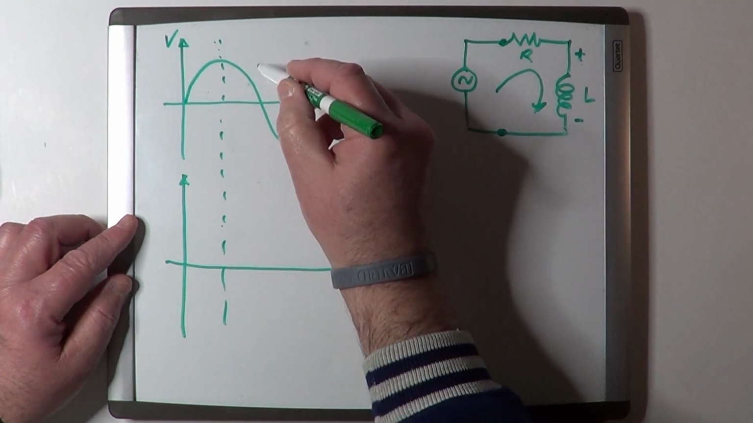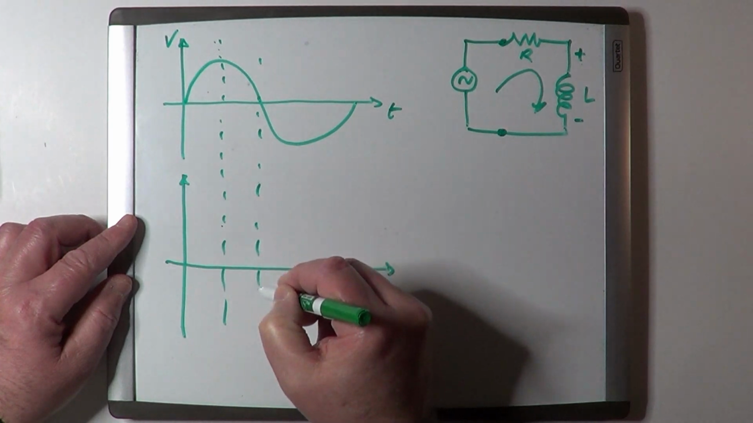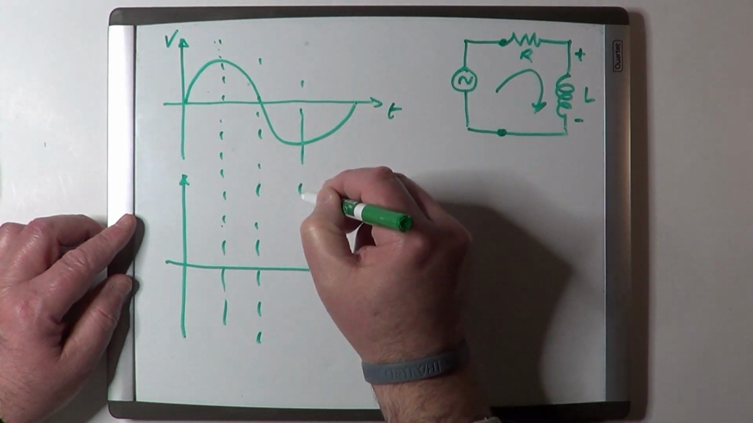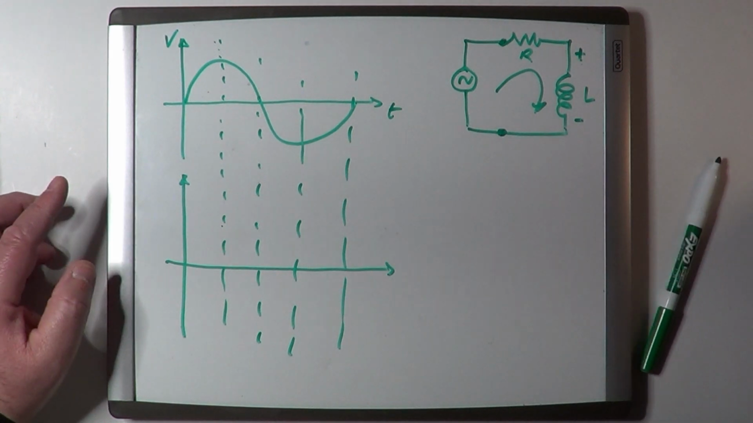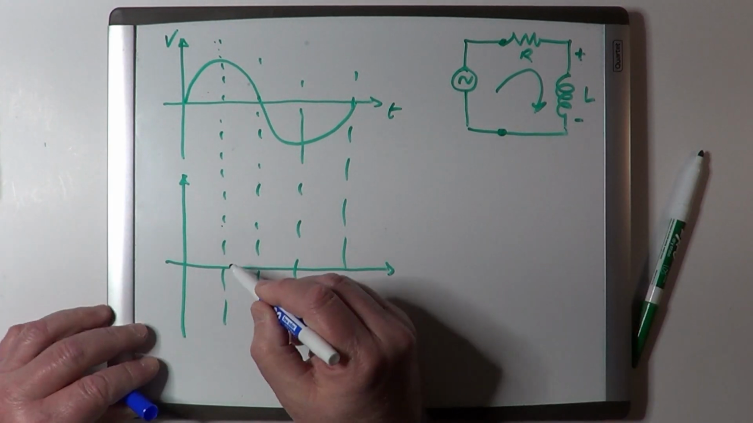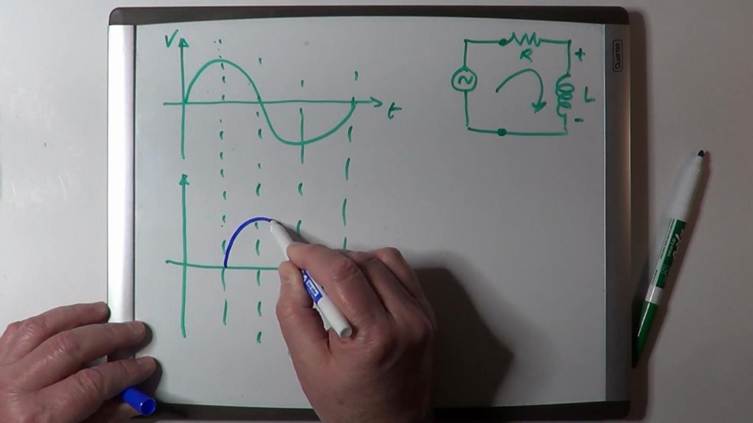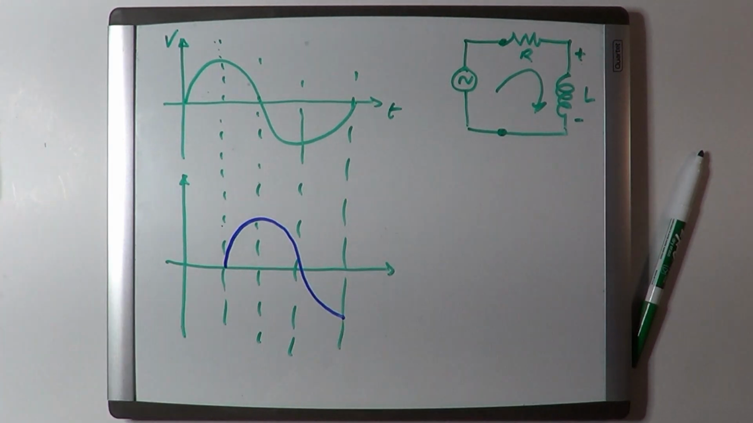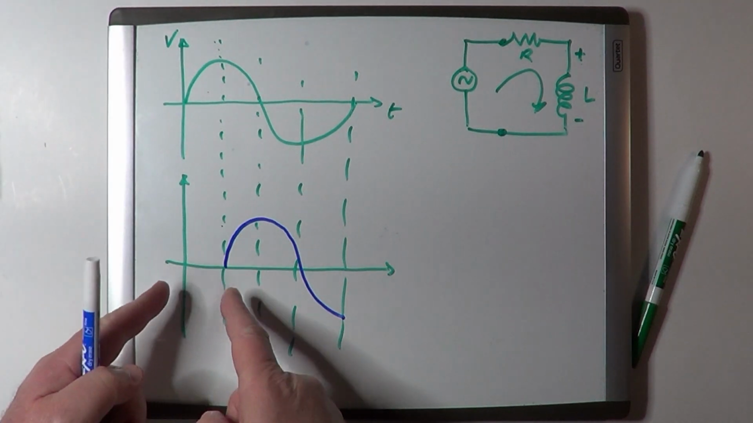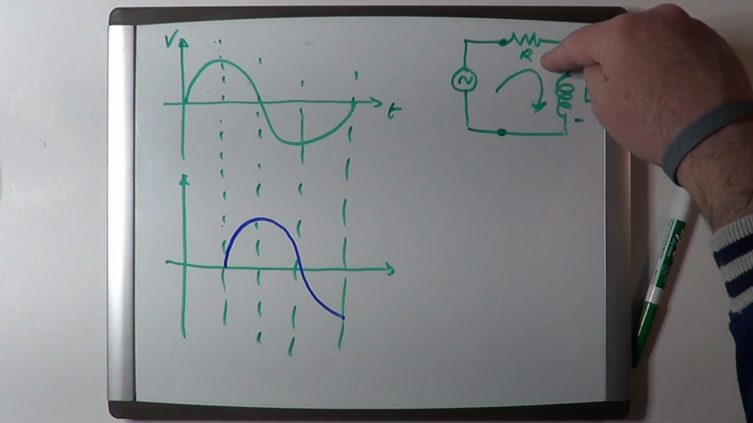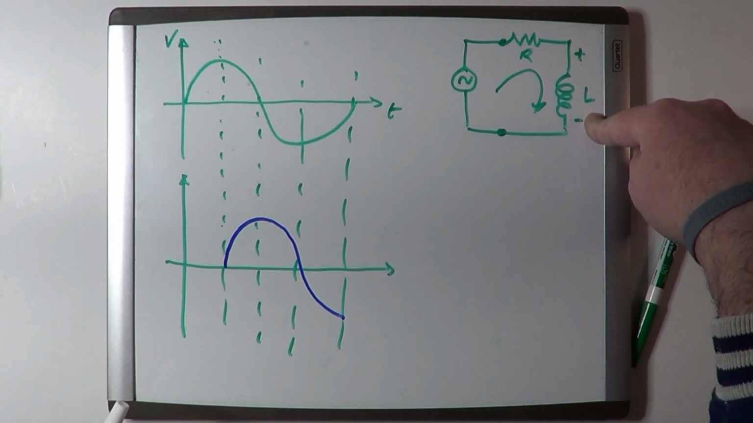So let's say it does it this way, comparing the various points. So the current will do something like this. So basically the current will lag behind the voltage over an amount of time that depends on the value of the R and depends on the value of the L.